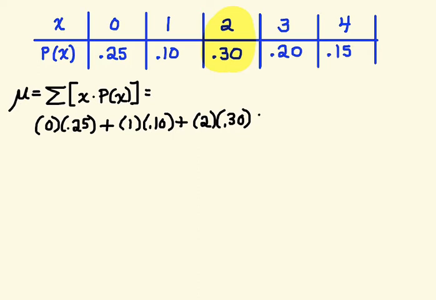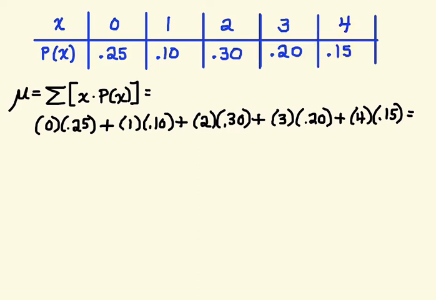We've got 2 more to do here. So let's highlight the next one. And now we have a 3, and the probability of a 3 is 0.20. And then finally, our last one is we have a 4, and the probability of a 4 is 0.15. So let's go ahead and work these out.